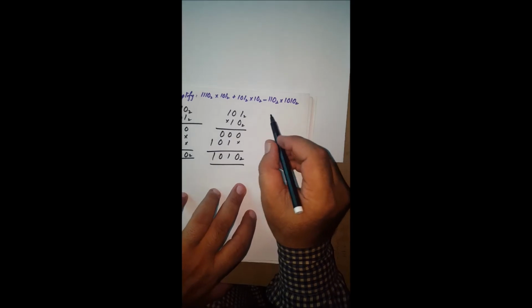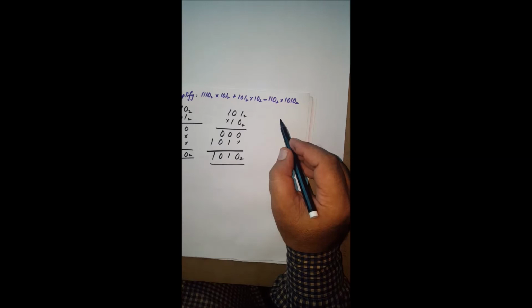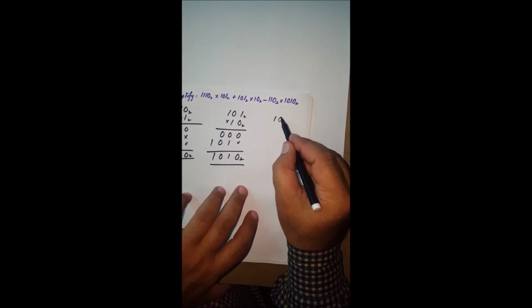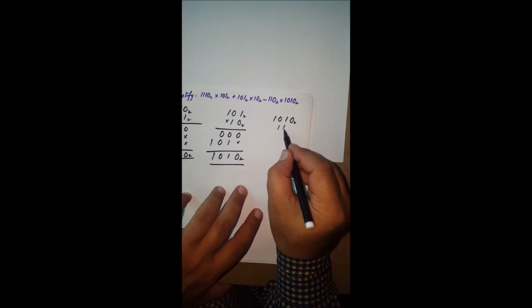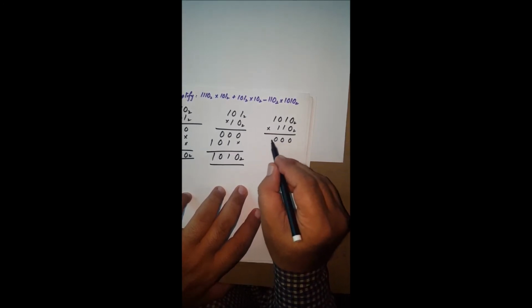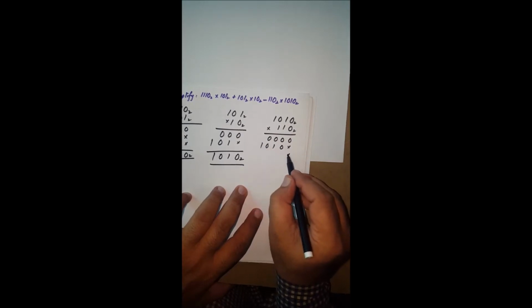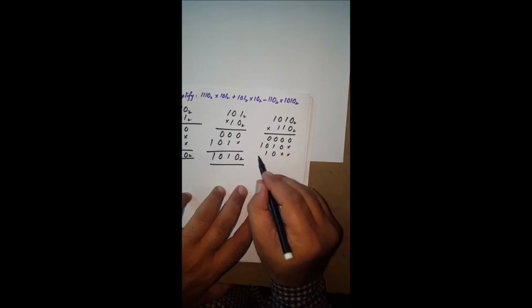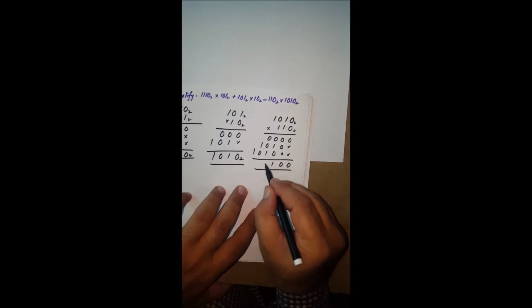Now we have to multiply these two numbers. 1010 in base 2 multiplied by 110 in base 2. 0 0 0 0, 1 0 1 0, 0 1 0 1 0, that is equal to 0 0 1 1 1 1.